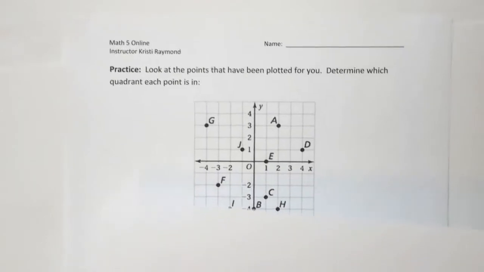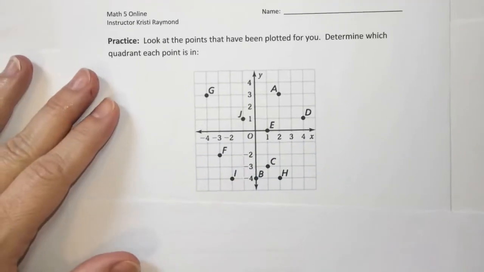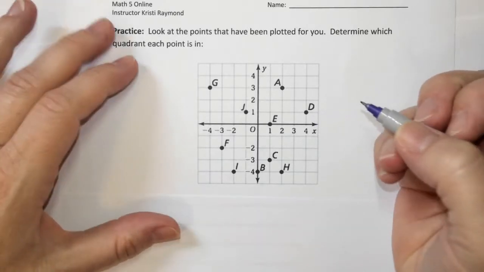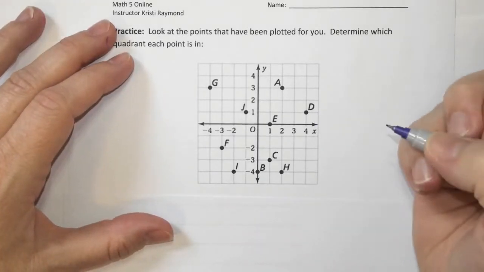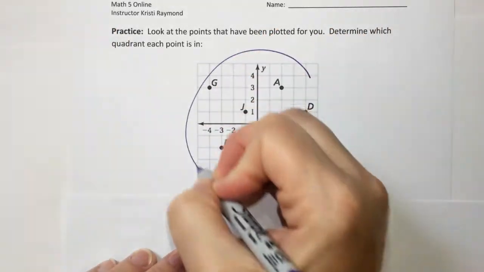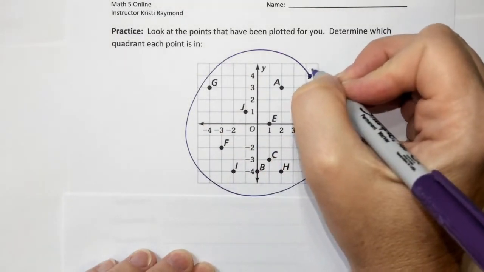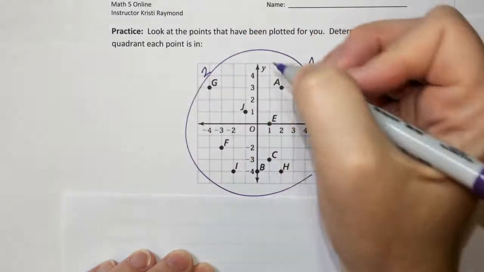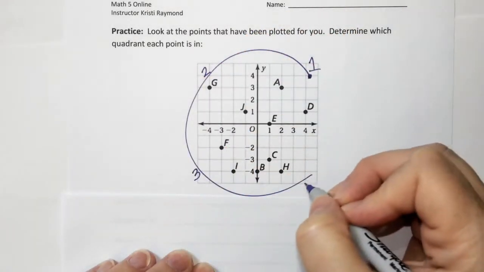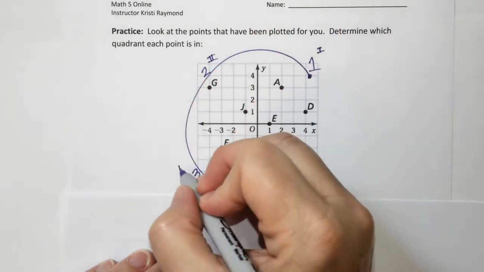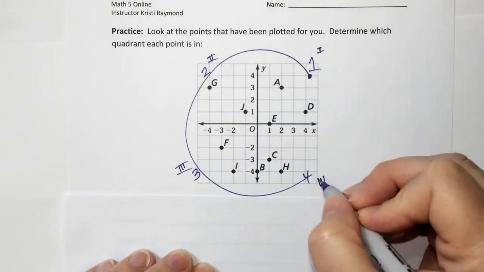So let's practice again. Look at the points that have been plotted for you and determine which quadrant each point is in. The first thing I would do here is remember the C for coordinate plane, and make myself a giant C like that. I started here, right? This was quadrant 1. This is quadrant 2, quadrant 3, and quadrant 4, or in Roman numerals, 1, 2, 3, and 4.